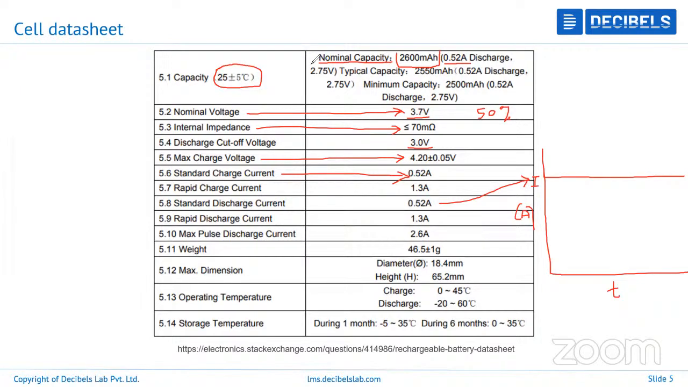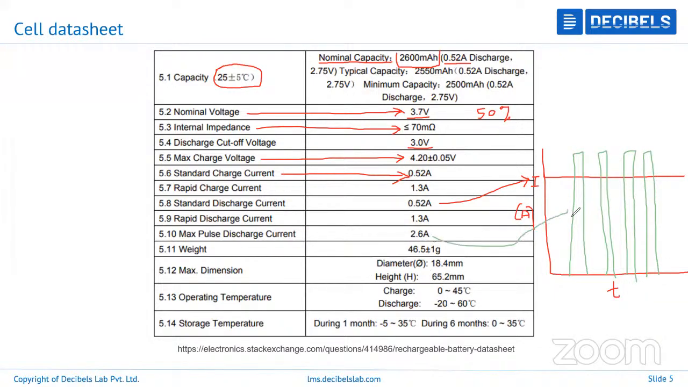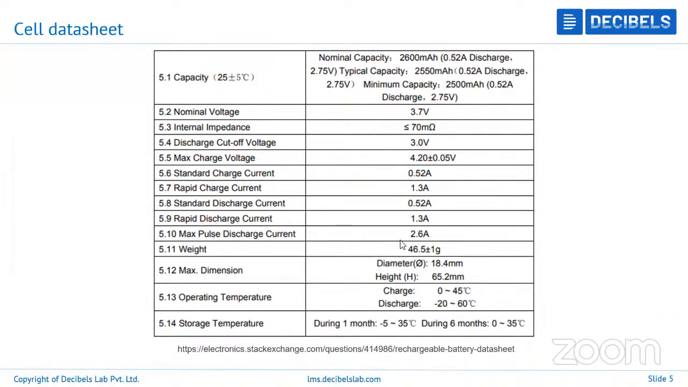So what does pulse discharge mean? Pulse discharge is nothing but drawing the current in pulses. It will not be continuous, it will just be intermittent like this. And that is what you see over here, right? So this is basically the maximum pulse discharge current, and it can accept a maximum value of 2.6 amps. These are the most important parameters to understand from a cell data sheet, and all of the cell testing has to take place within the limits that have been specified over here. So with that, we will proceed to the next one.